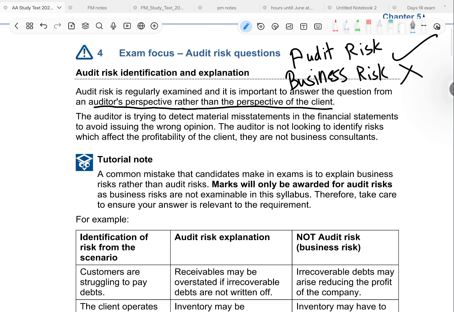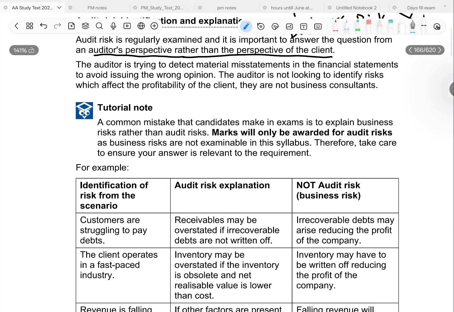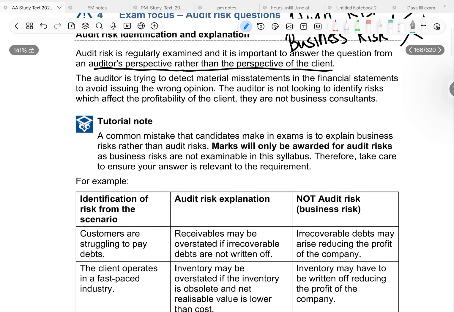Okay. The auditor's objective is to detect material misstatements in the financial statements to avoid giving an incorrect opinion. They are not concerned with the profitability or performance of the business. They do not write about business risk. A common mistake students make is explaining business risk instead of audit risk. Marks are only awarded for audit risk, so the answer must always relate to possible misstatements in the financial statements.